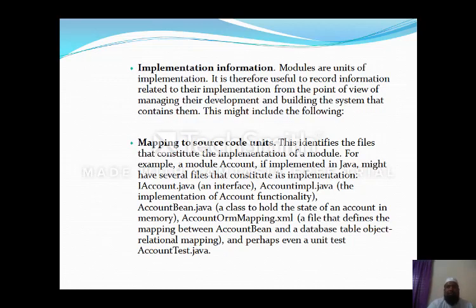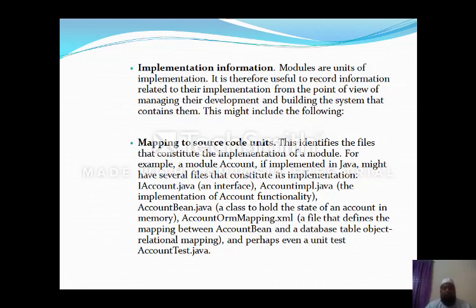Who can access? For example, I have an ATM machine, I can access it if I have a proper card. If I also have a card, but the card is not accepted, it means it's fully private. It means the username and credentials must be accepted. And implementation information: modules are the units of implementation. It is therefore useful to record information related to their implementation from the point of view of managing their development and building the system that contains them.